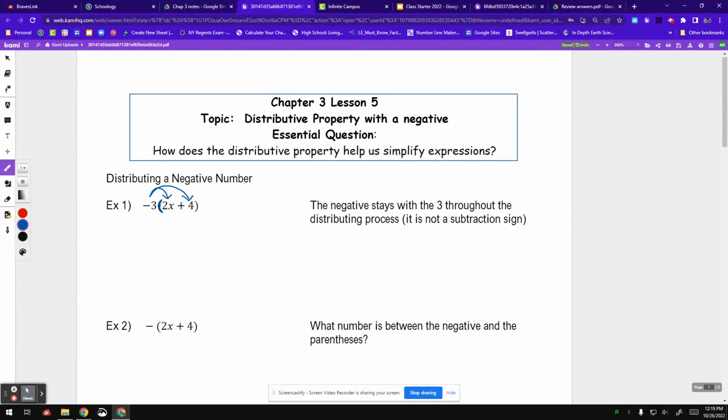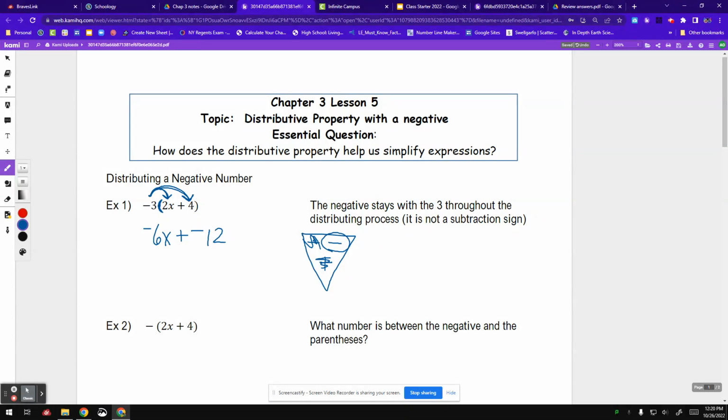The thing that you need to remember is the Dorito, okay? A negative times a negative is a positive, and a negative times a positive is a negative. I think I said that right. So I have a negative 3 times a positive 2x. A negative times a positive is a negative 6x, plus a negative 3 times 4. A negative times a positive is negative 12.